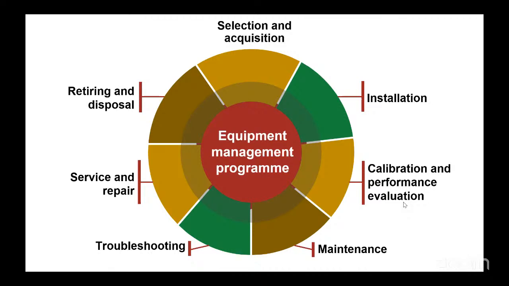Now, when these things are being put in place, these are the sum total of what? The equipment management program. Selection and acquisition, installation, calibration, performance, maintenance, troubleshooting, service repair, retiring, and disposal. You can see that this is a complete cycle, a complete life cycle of an equipment. So these are the key components of what? An equipment management program.